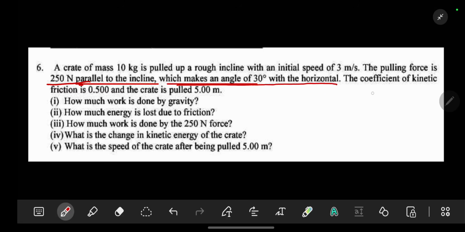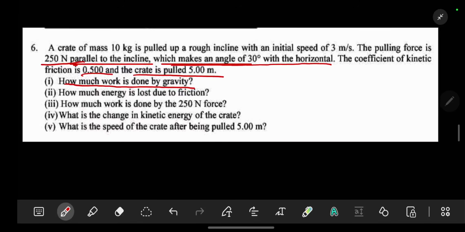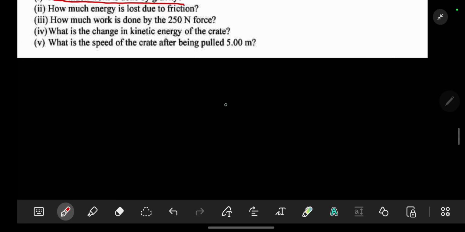Then we are told that the coefficient of kinetic friction is 0.5 and the crate is pulled 5 meters. The first question asks, how much work is done by gravity? First see the diagram. Since it's a rough incline, frictional force is present. So this is what we are generally going to have.